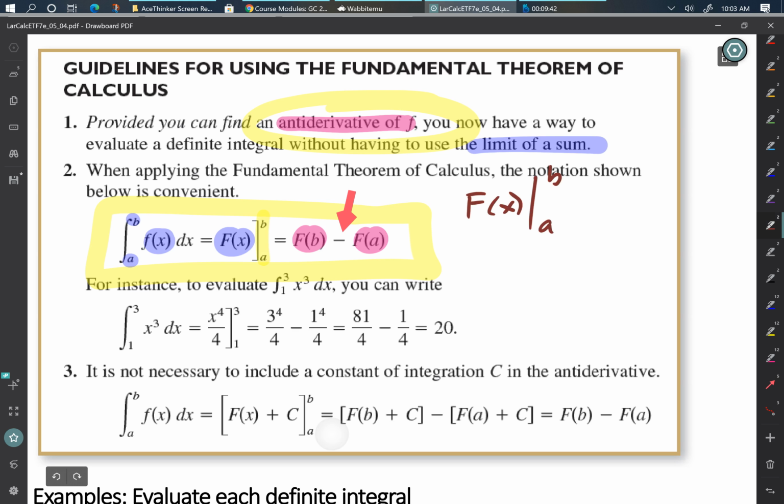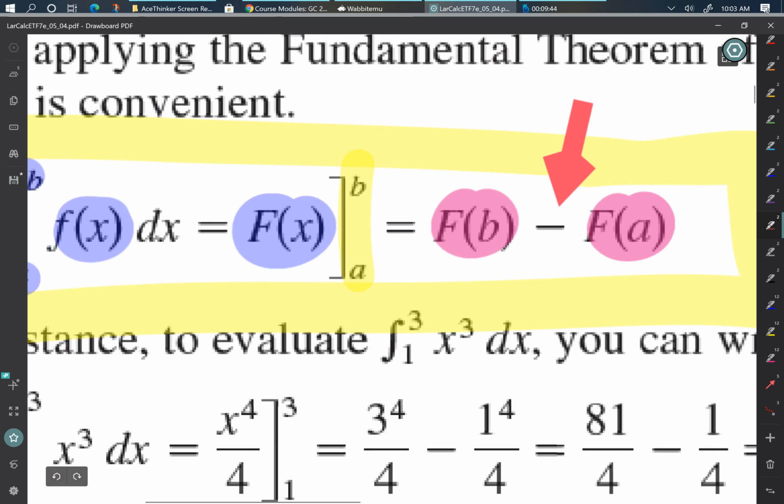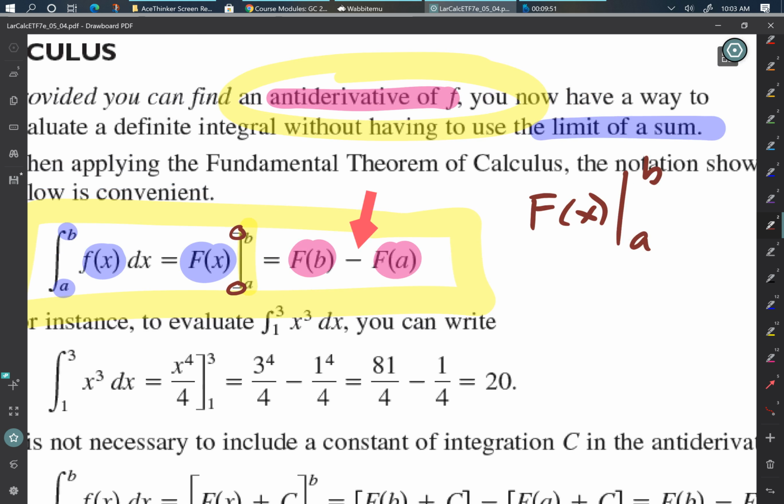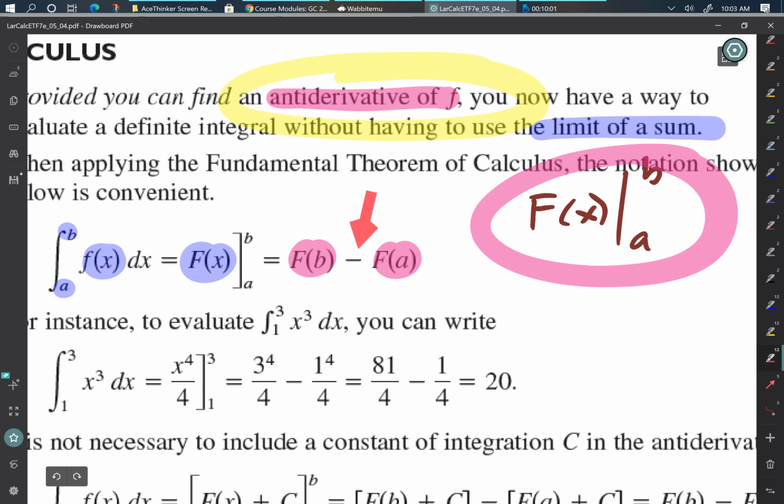But for whatever reason, this author chooses to put these little tails on this. I've not seen that elsewhere. So what I'm attempting to tell you here is, if I haven't seen it elsewhere, you're probably not going to see it elsewhere. So you're most likely going to see it written like this everywhere, not like this. Okay, this seems to be unique to Larson.